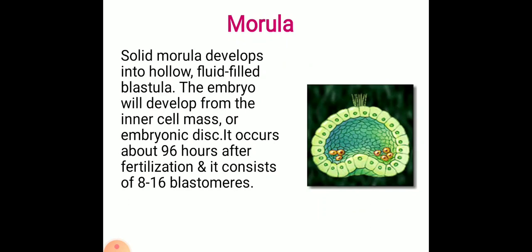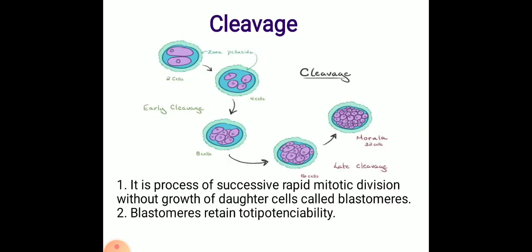So the embryo will develop from the inner cell mass or embryonic disc. It occurs about 96 hours after fertilization. So when it is going to be formed means after 96 hours after fertilization. It consists of 8 to 16 blastomeres. So in the morula you are going to see 8 to 16 blastomeres. In the last diagram you can see late cleavage. Next, morula.